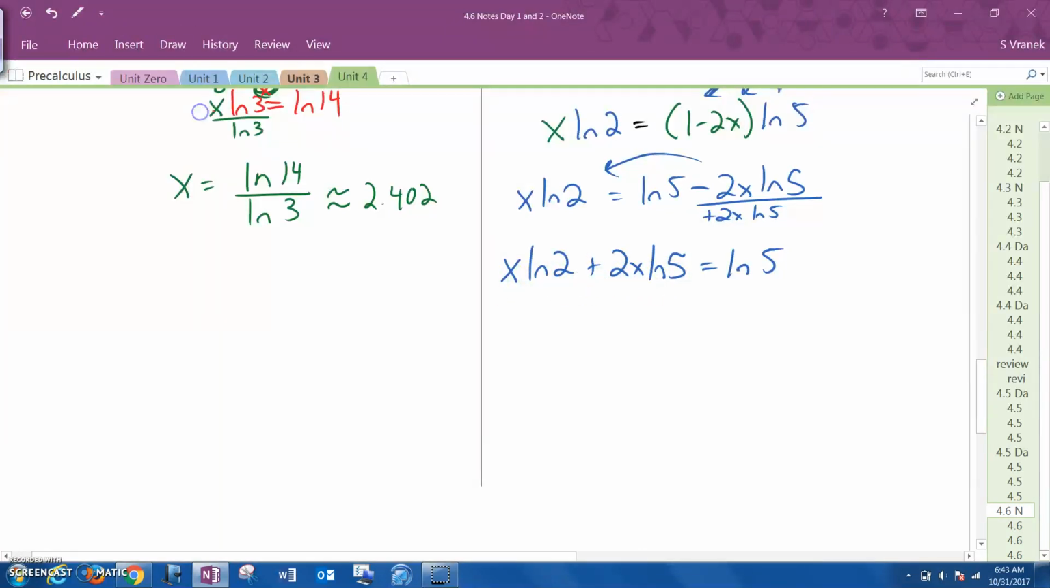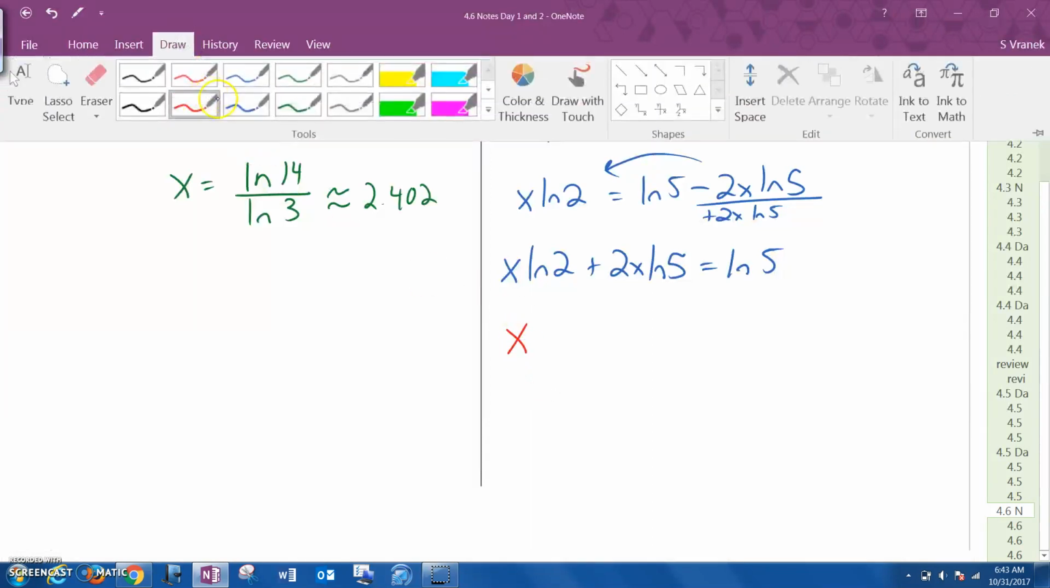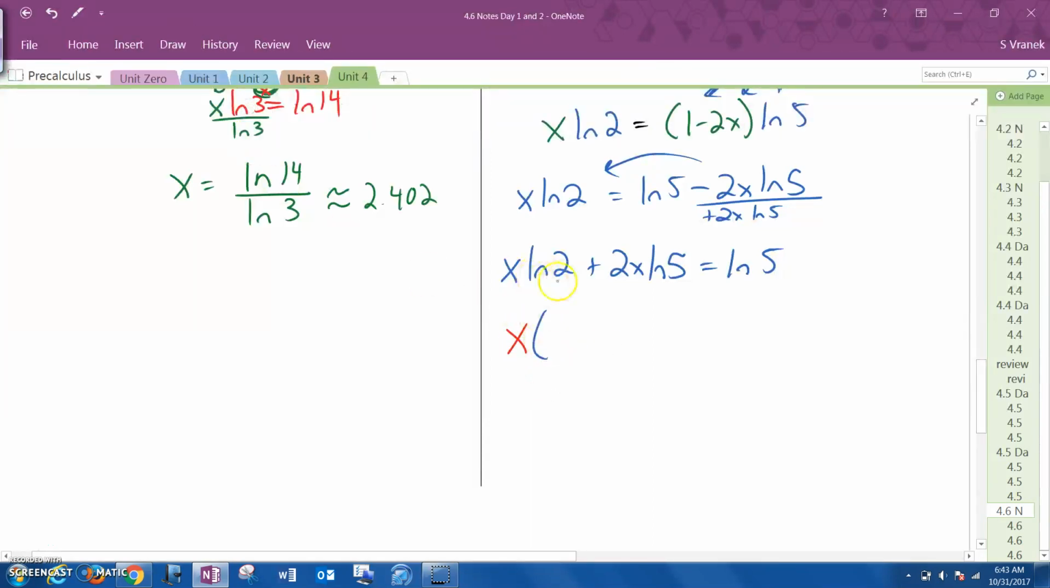So I'm going to factor the x out, x. And what that does is remove the x from that natural log of 2 and removes the x from the 2 natural log of 5. Now, I have x by itself. I can divide by this whole thing. I'm going to just divide by this chunk.